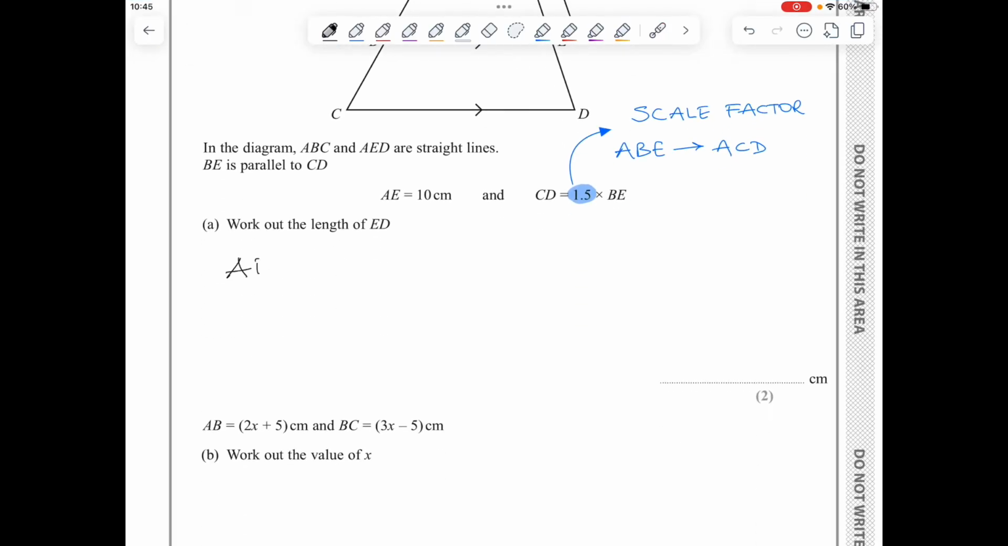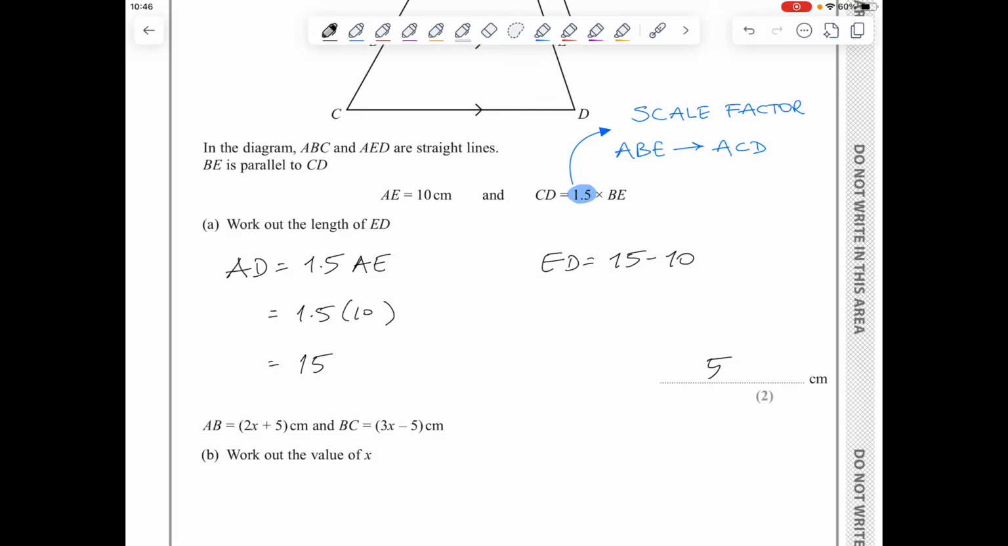So AD, which is part of the large triangle, is 1.5 times AE, which is 1.5 times 10, which will give me 15. So ED is equal to 15 minus 10, and this will give me 5 centimeters.